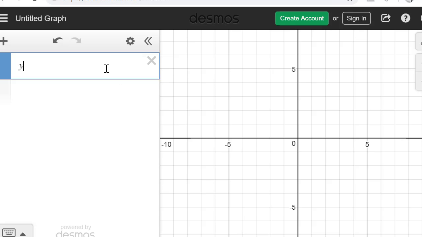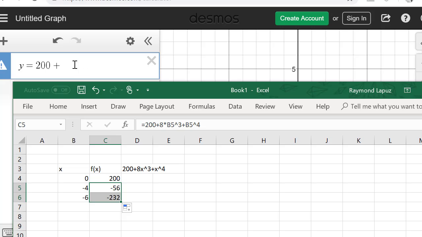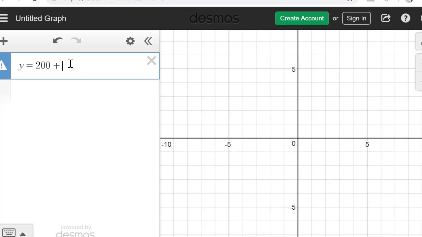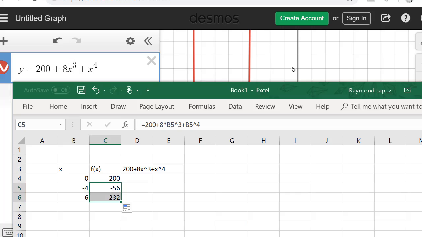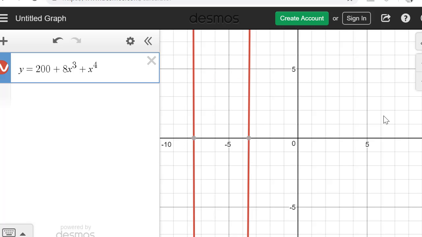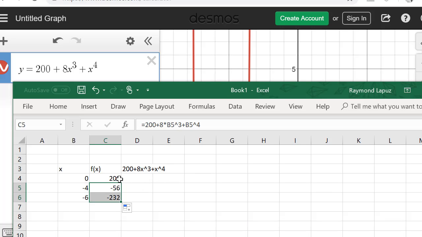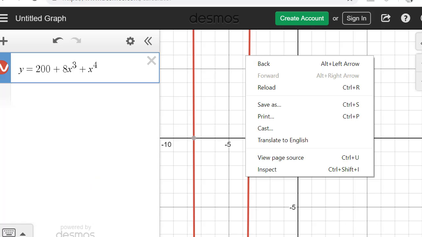Here's our graph. We have y equals 200 plus 8x to the third power plus x to the fourth power. So I think that's it. Now clearly this is not getting us anywhere. We do have some information about the max and mins. This can go as low as -232 and 200. So maybe we'll go with that.